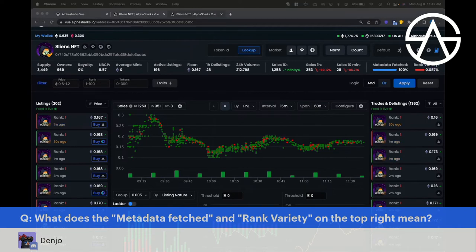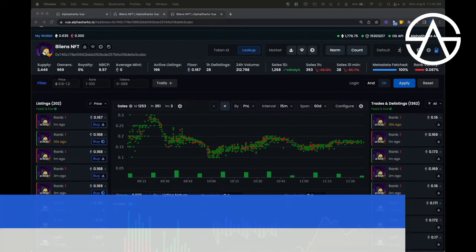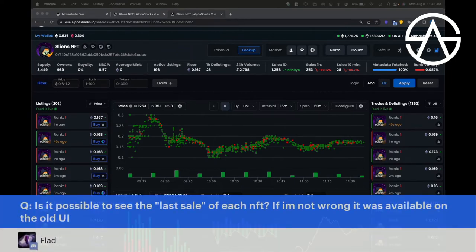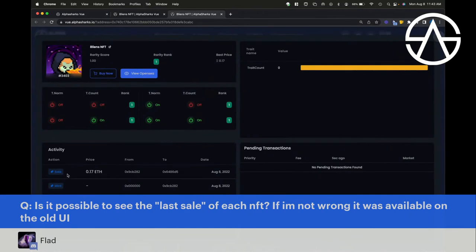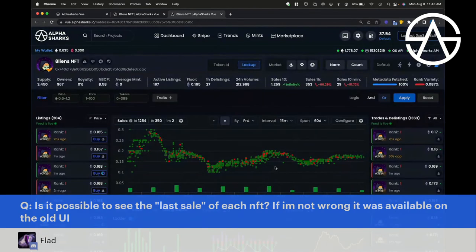Great question. Is it possible to see the last sale of each NFT? It's going to be here. You can click onto it and view the OpenSea and go into the Etherscan.